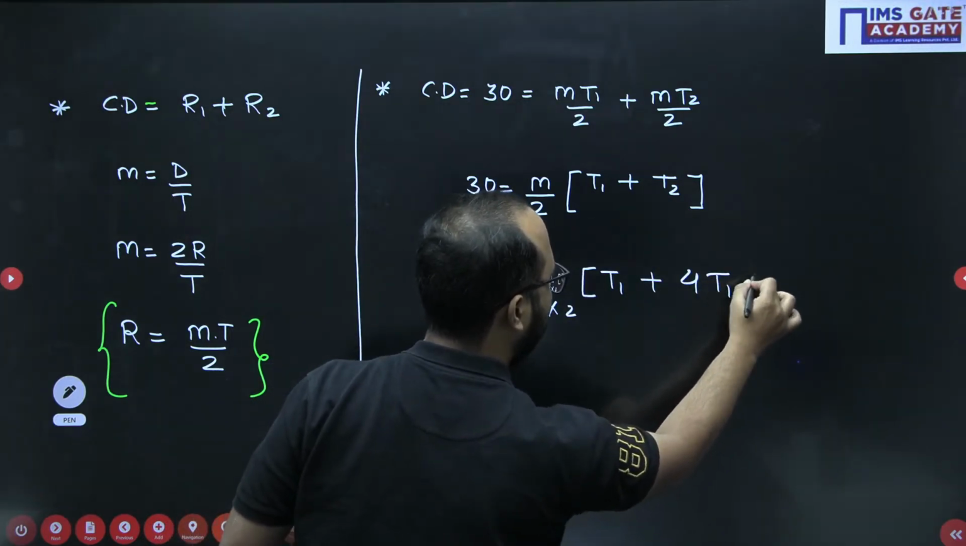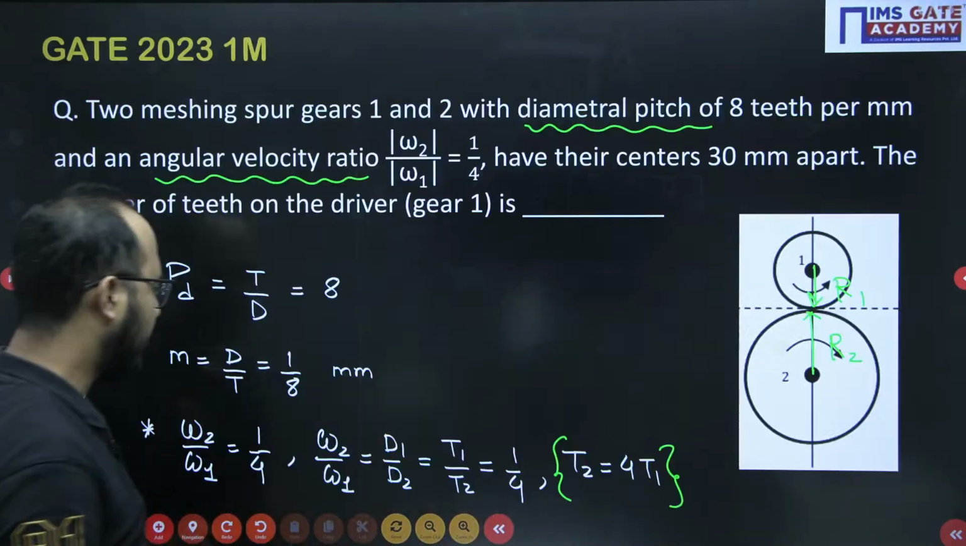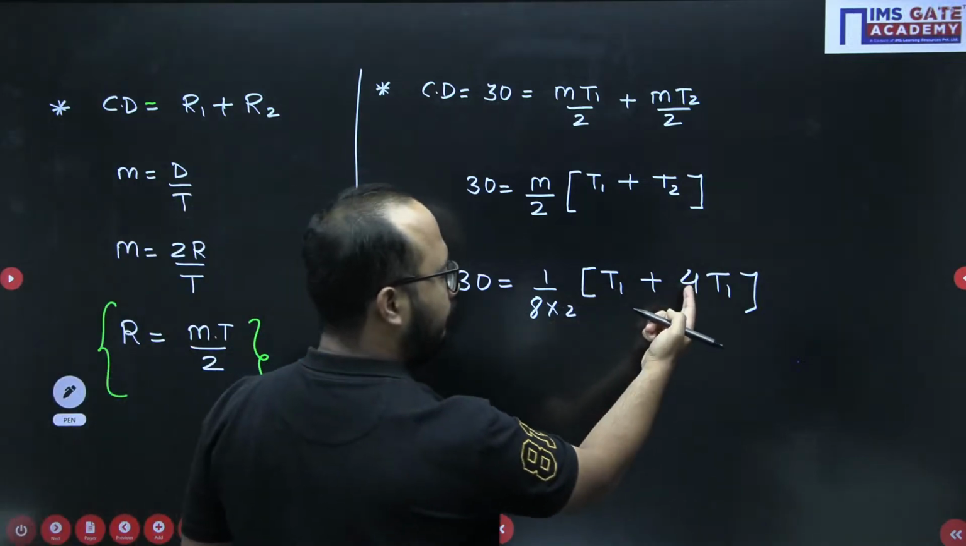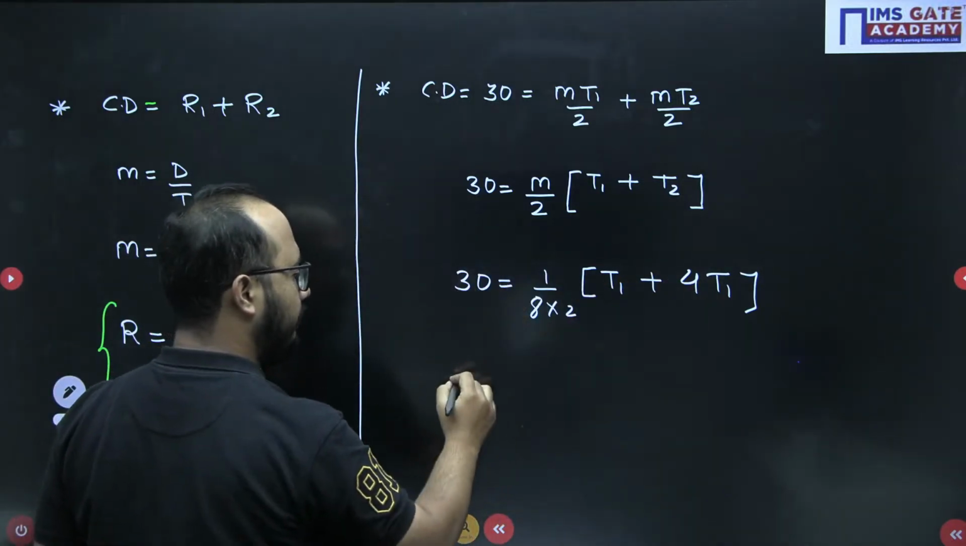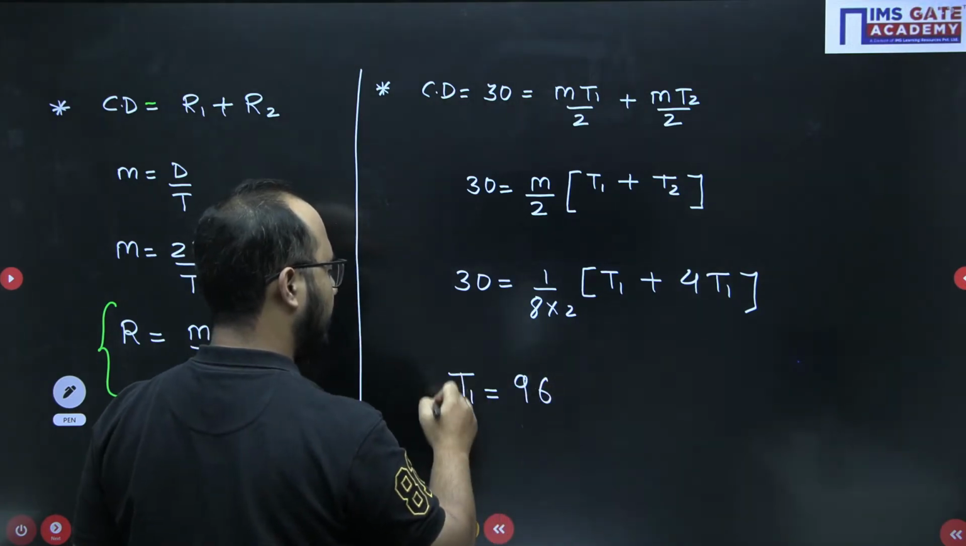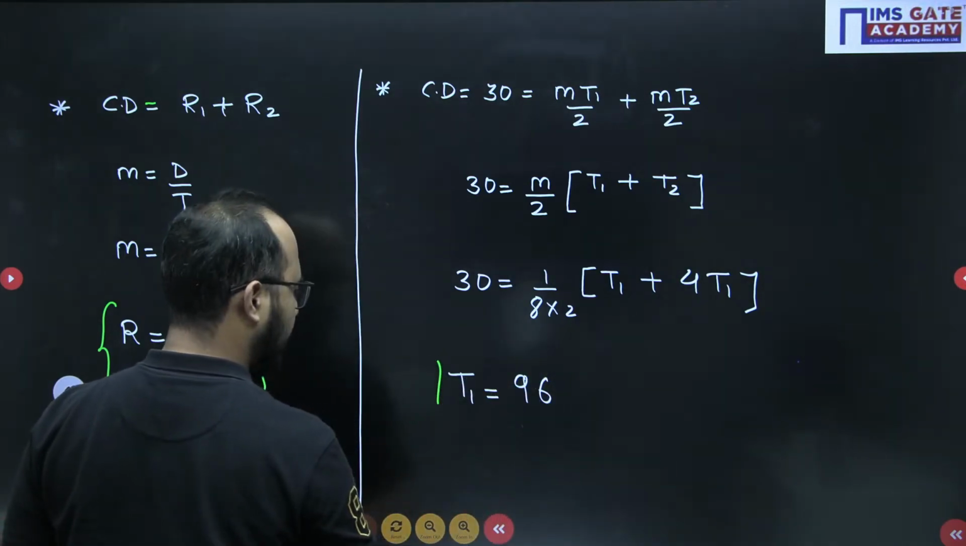Just now we have concluded this point. From this analysis, T2 is 4 times of T1. Now, T1 plus 4 T1, 5 T1. Okay, finally, if you solve this one, the answer you will be getting is 96.